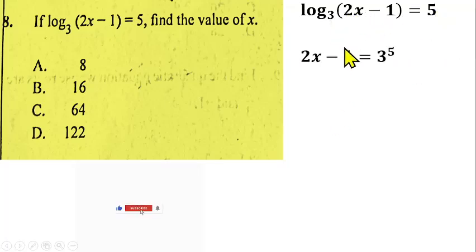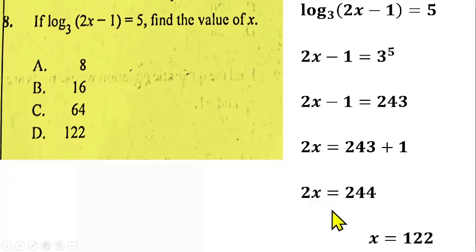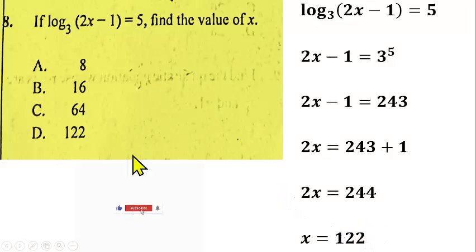So that should give us 2x minus 1 equals 3 raised to power 5, which is 243. Then collect like terms, so you have 2x equals 243 plus 1. 2x will give us 244. So we can divide both sides by 2. So x will be 122, which is option D.